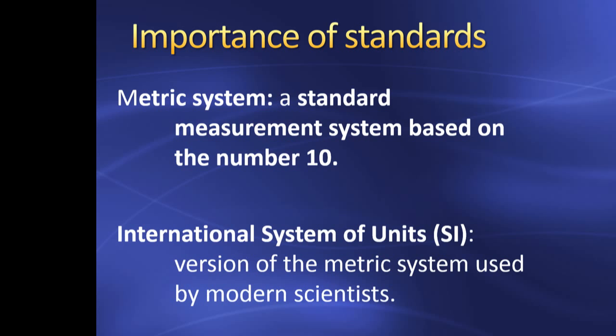Modern scientists use a version of the metric system called the Système International des Unités, or SI system, or in English, the International System of Units. The system is based on the metric system, but substitutes a few measurement systems that are better suited for calculating in science, such as Kelvin for temperature.